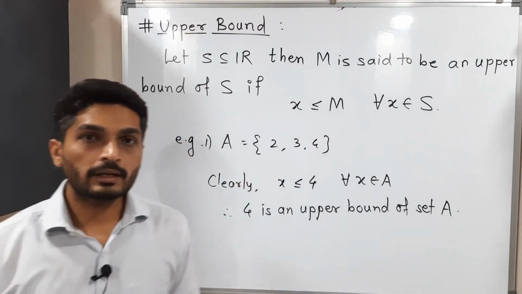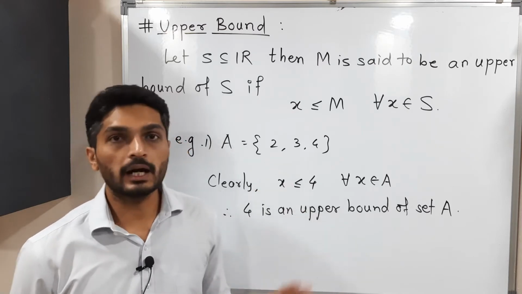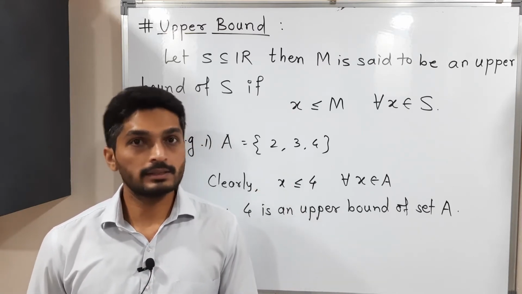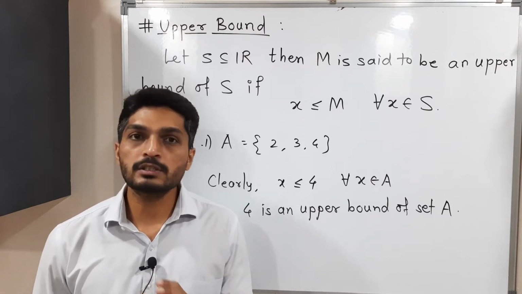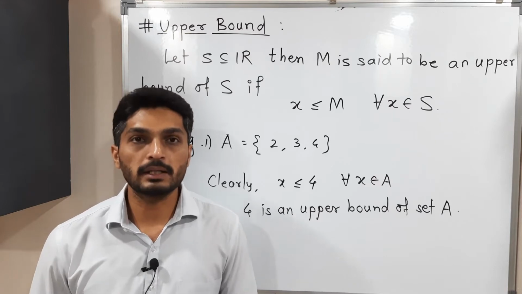So you can write the same thing for 5 also. All elements of A are less than or equal to 5 also. So 5 is also an upper bound. 6 is also an upper bound. Upper bound is not unique. If there exists an upper bound, there can be many upper bounds.